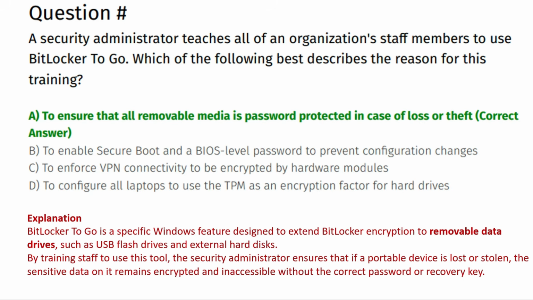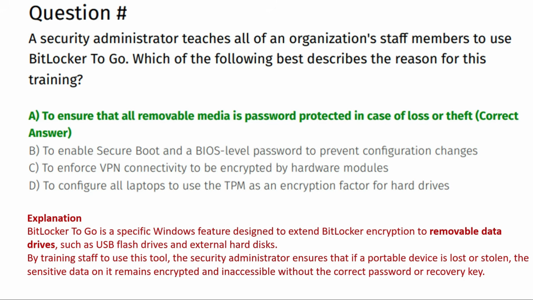And let's check the explanation. So BitLocker To Go is a specific Windows feature designed to extend BitLocker encryption to removable data drives, such as USB flash drives and external hard disks. By training staff to use this tool, the security administrator ensures that if a portable device is lost or stolen, the sensitive data on it remains encrypted and inaccessible without a correct password or recovery key. So that's why the correct answer for this question is option A, to ensure that all removable media is password protected in case of loss or theft.